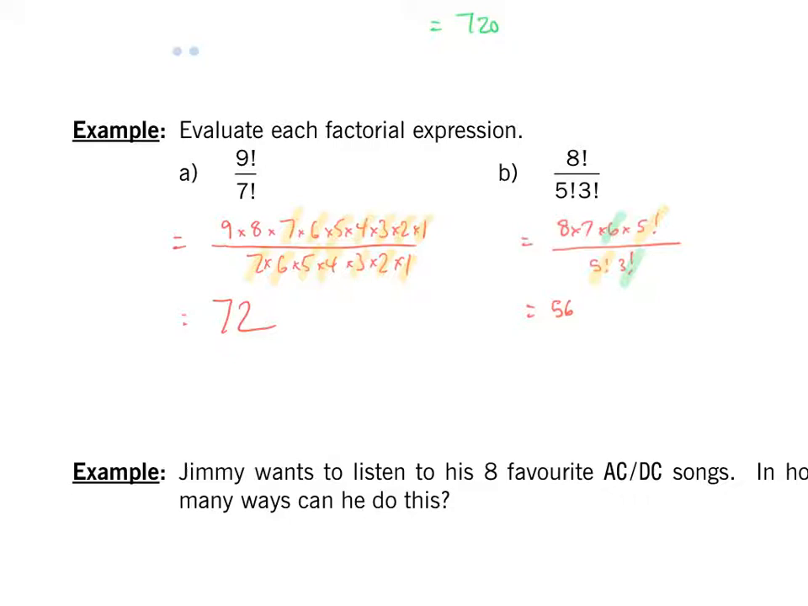And just remember what we did with the 8 there. The 8 factorial, we wrote it as 8 times 7 times 6 times 5 factorial because there's already a 5 factorial in the denominator and you're able to cancel them and then simplify from there. Okay.